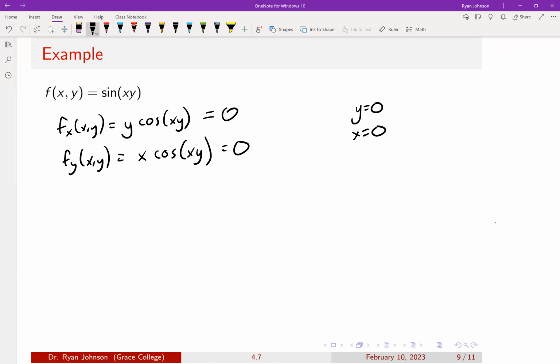However, cosine of xy, if that's equal to 0, then that's just when is cosine equals 0? It's when xy equals pi over 2 plus k times pi, for any integer k.